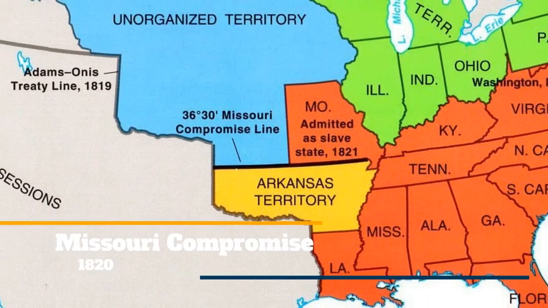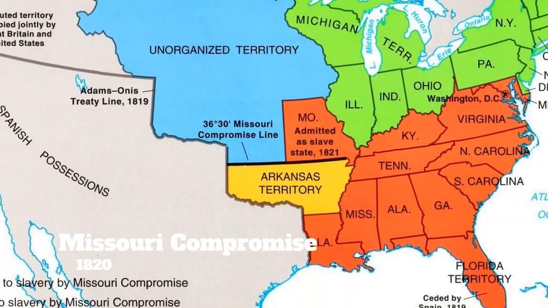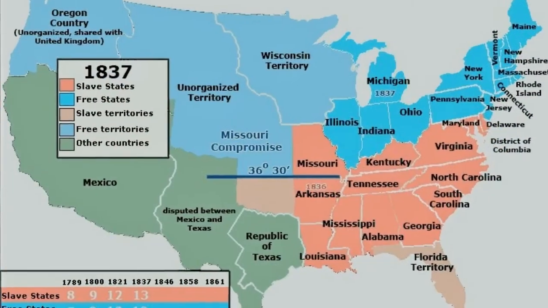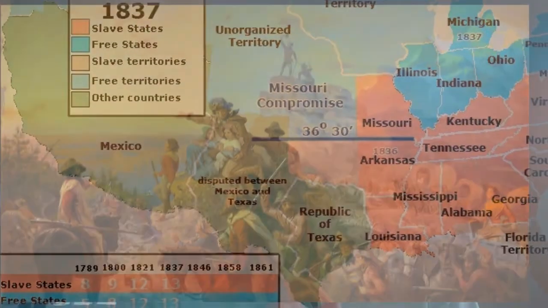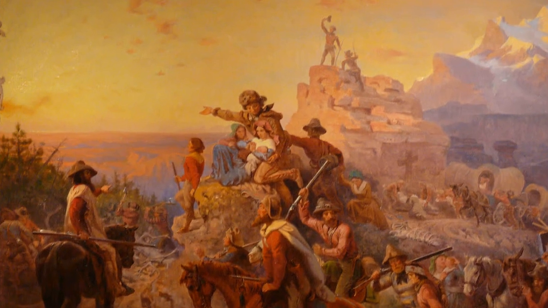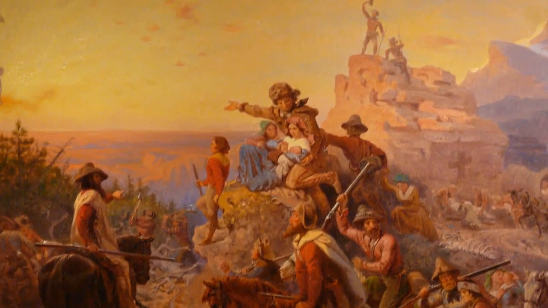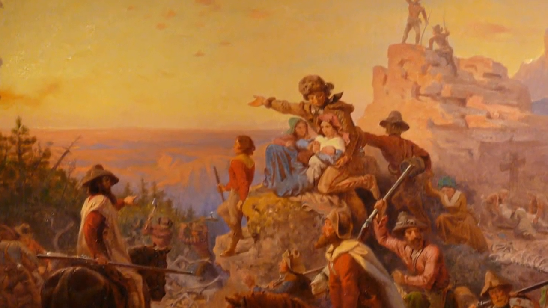So, ever since the Missouri Compromise in 1820, the United States had tried to maintain the sectional balance between Southern slave states and Northern free states. However, Manifest Destiny and the addition of new lands from the Mexican-American War now threatened to bring the issue of slavery to the forefront of American politics.